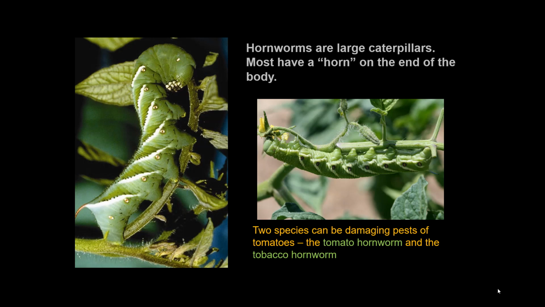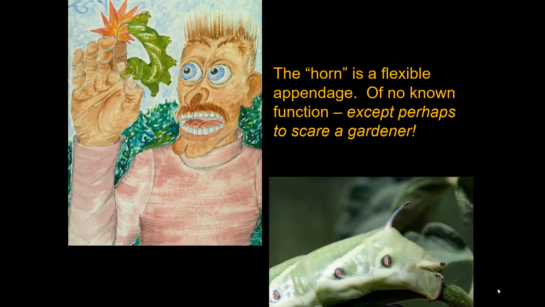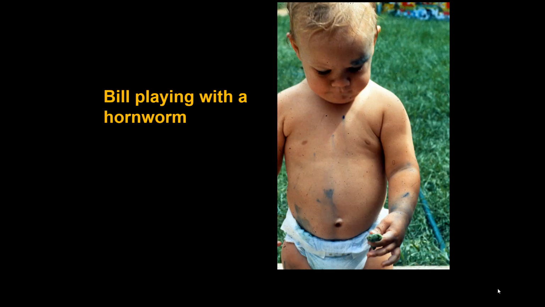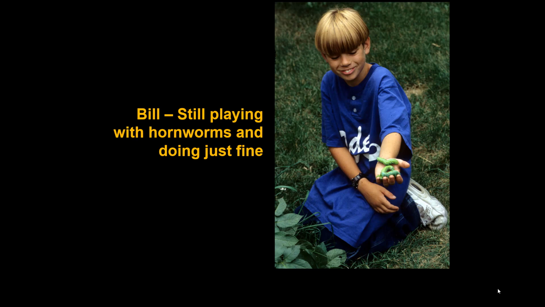The horn is just a flexible appendage, and its only known function that I can think of is to scare a gardener. I think maybe you would be stung by it if it reared back and nailed you. It doesn't. It's just a flexible appendage. Here's my kid playing with it when he's little, and he's blue, but that has nothing to do with the hornworm. He's just painting, and here he is years later, still doing fine.